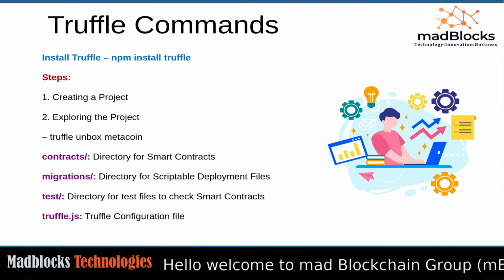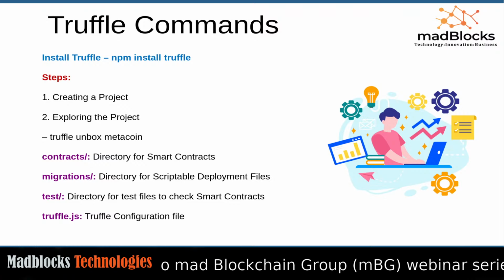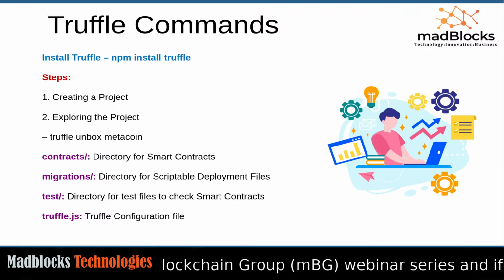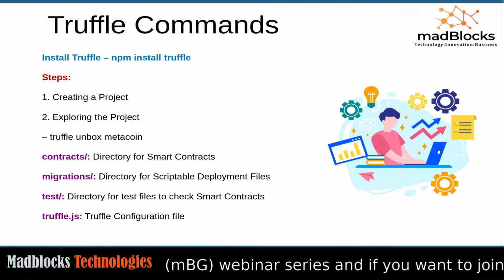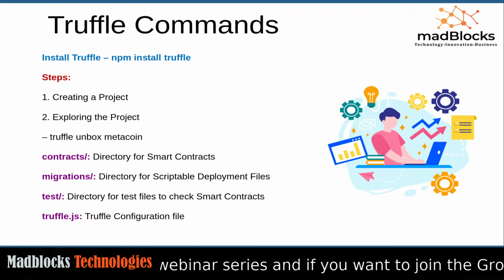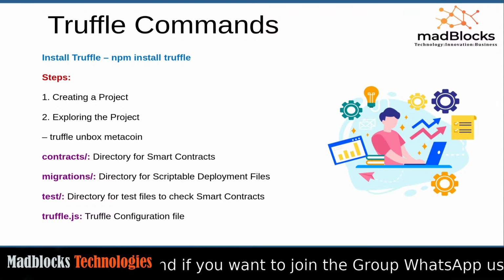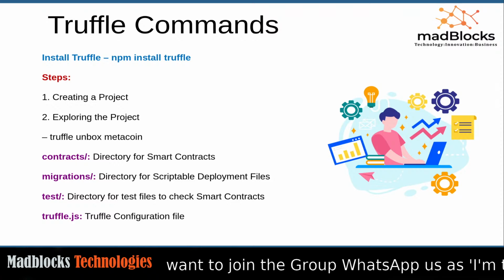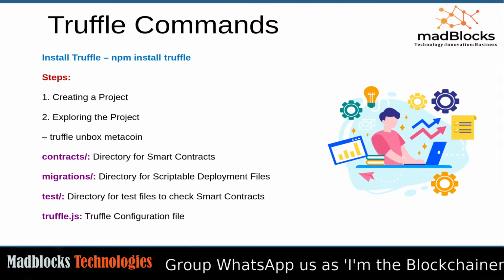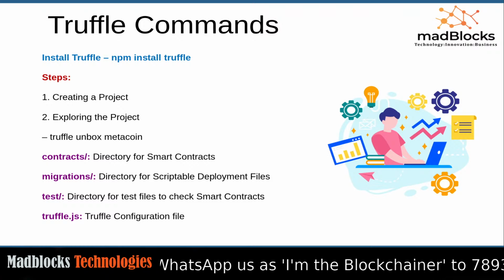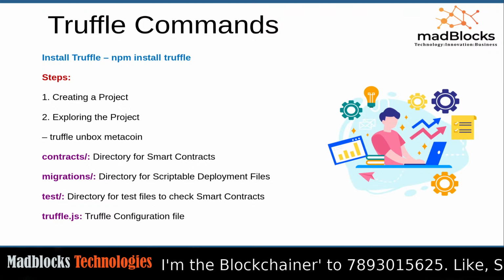Here you will be able to see different types of folders, like contracts. In the contracts folder, you should place all your smart contracts. In the migrations folder, you have to place all the default scriptable deployment files. In the test folder, you have to write some test scripts in order to check whether your smart contract is working or not. truffle.js is the configuration file. That configuration file will also be there when you unbox the MetaCoin folder.